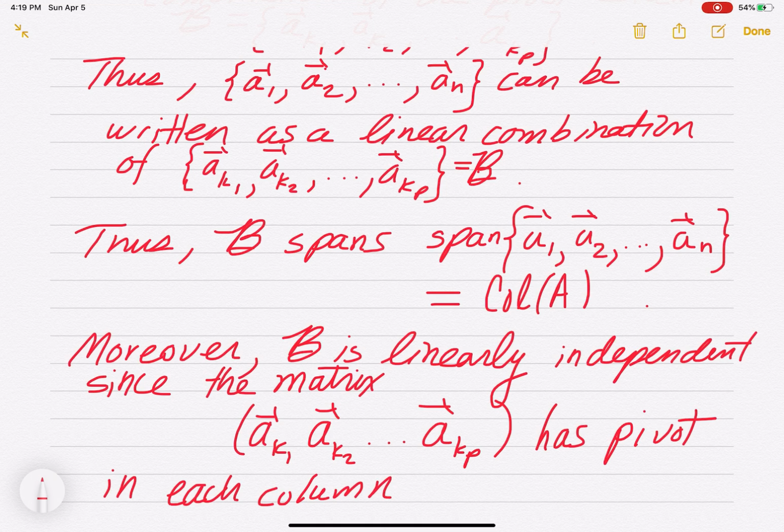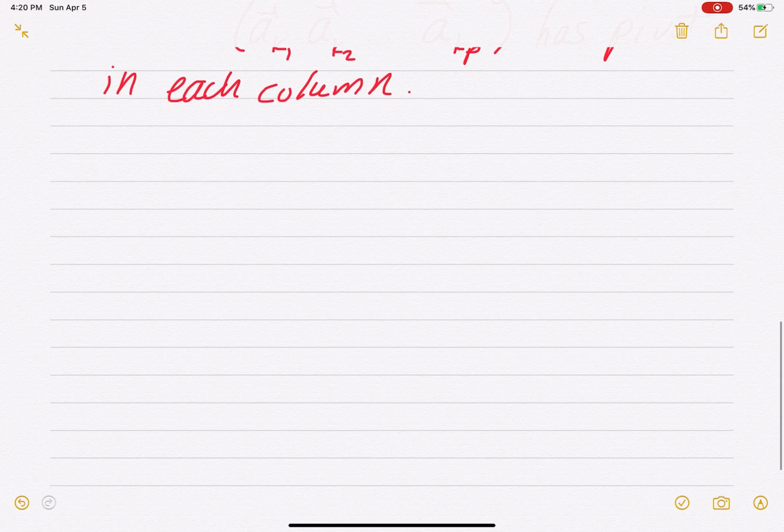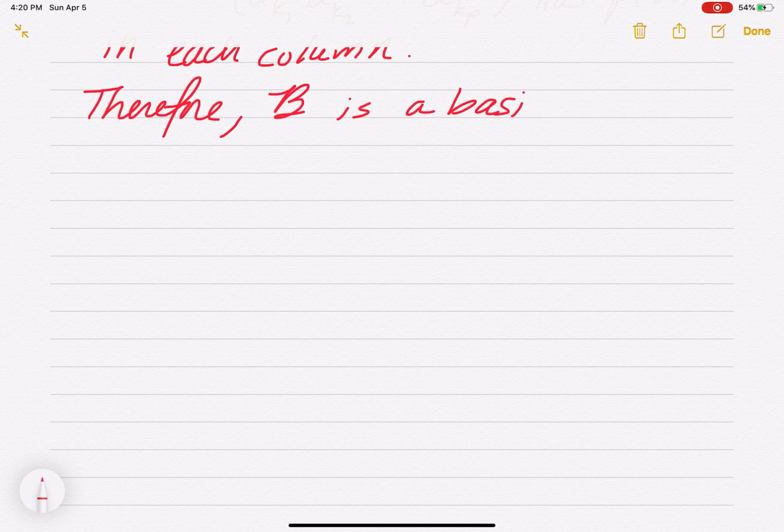So what do we have? We have that B spans a set of vectors, the set of pivot columns spans the column space, and it's linearly independent. So what can we conclude? Therefore, B is a basis for the column space of A.